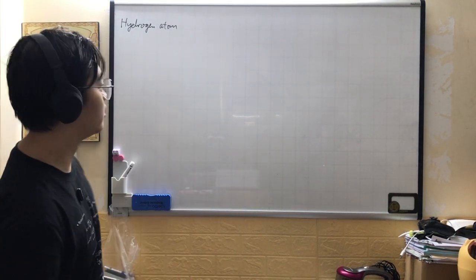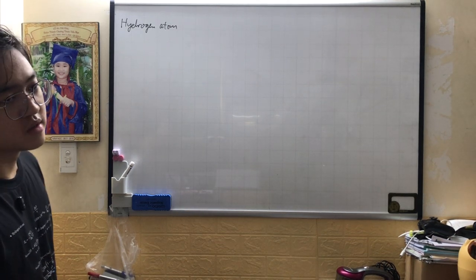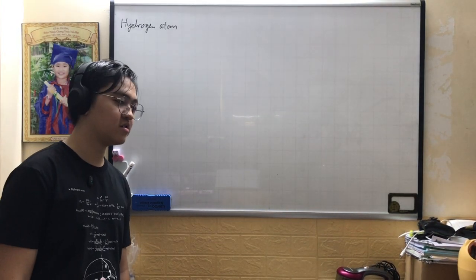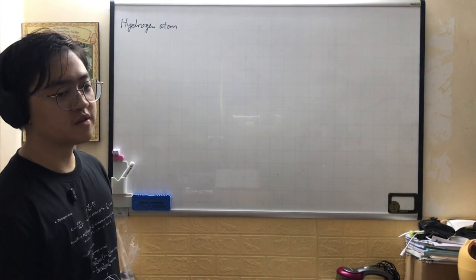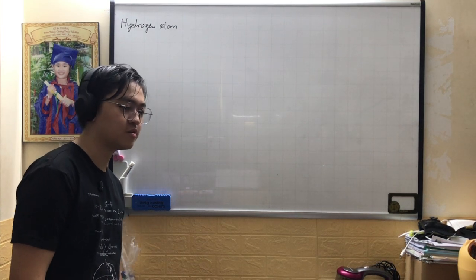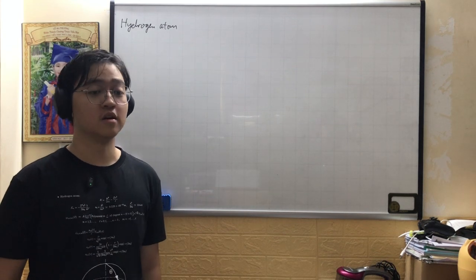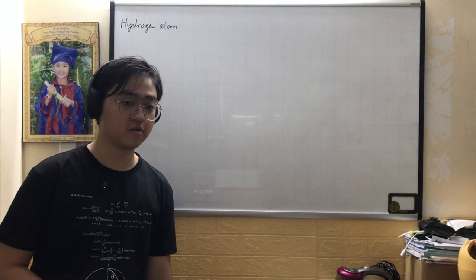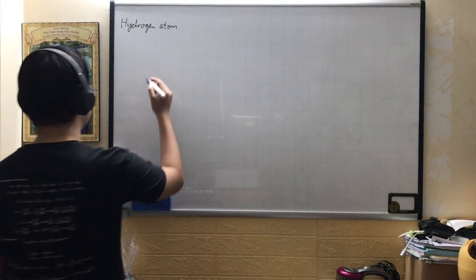Today we're going to be continuing with the hydrogen atom. I remember last time we wrote out the wave function and sort of figured out what our energy would be like. So today we're going to take a look at the Schrödinger equation for our hydrogen atom. Let's get straight into it.